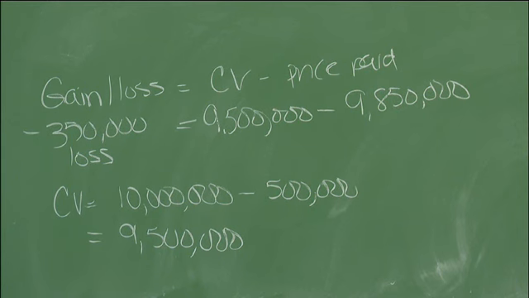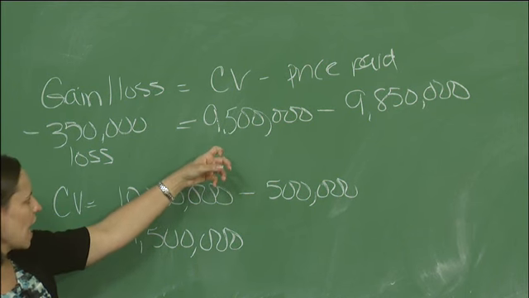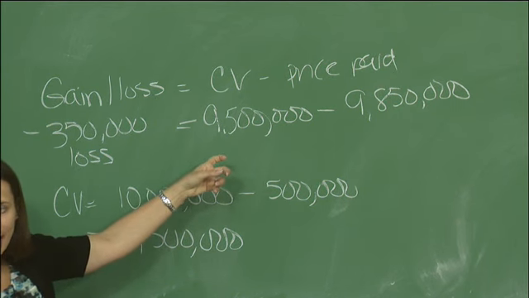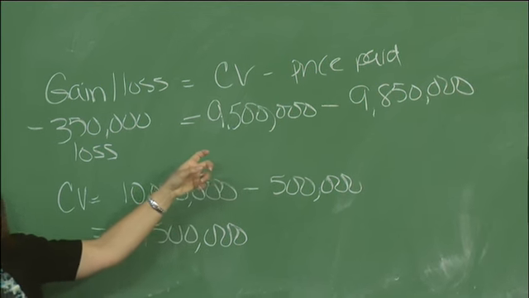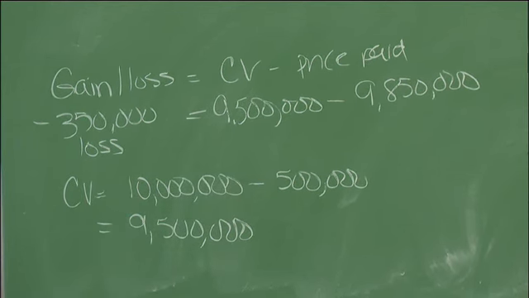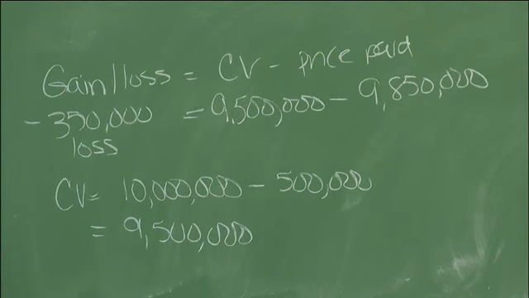Why is it a loss? Because we're retiring bonds that have an outstanding liability of $9,500,000. So we're taking a $9,500,000 liability off our books, and in exchange we have to pay $9,850,000 for it. So, $350,000 loss.